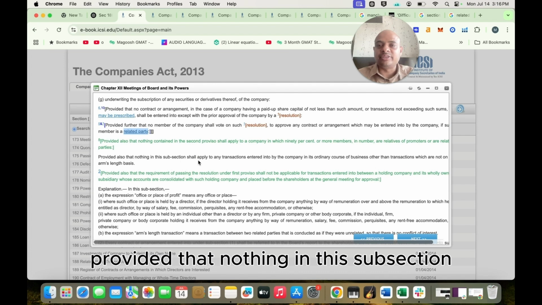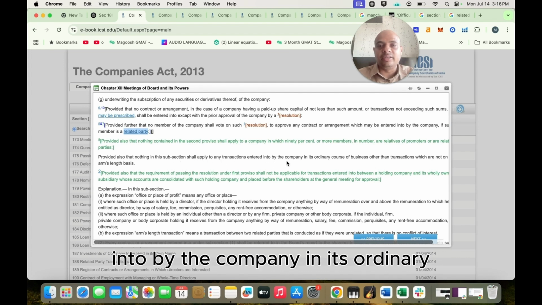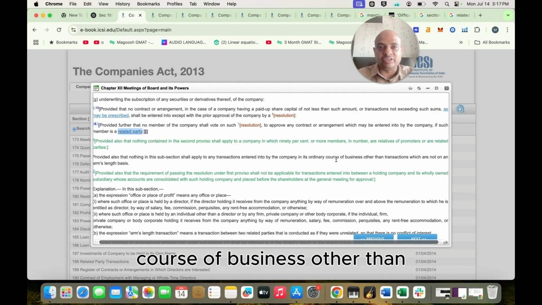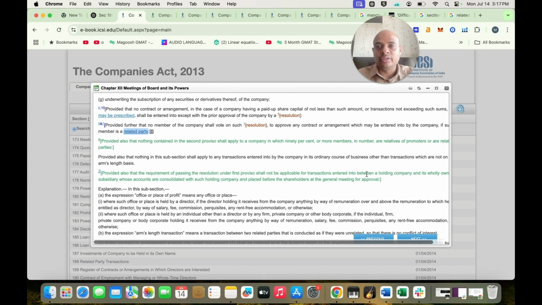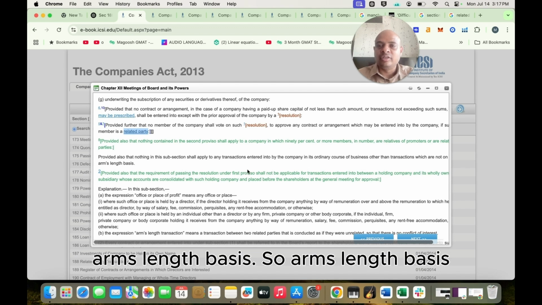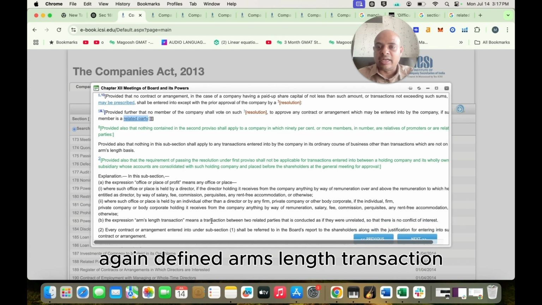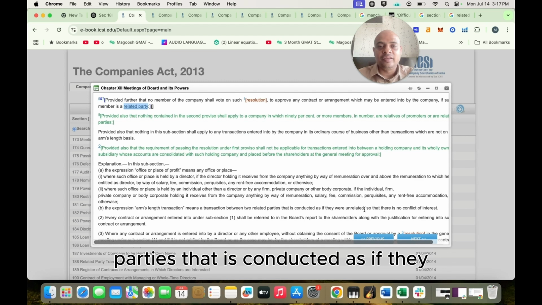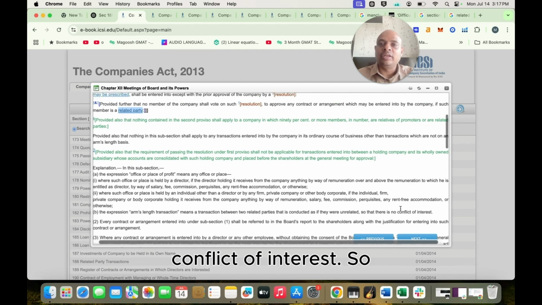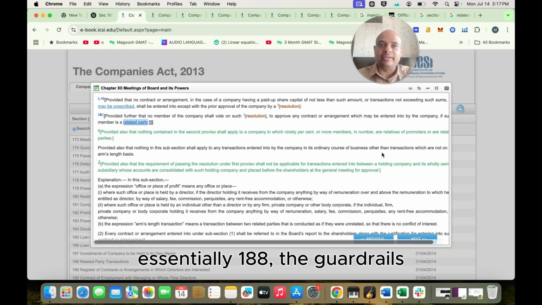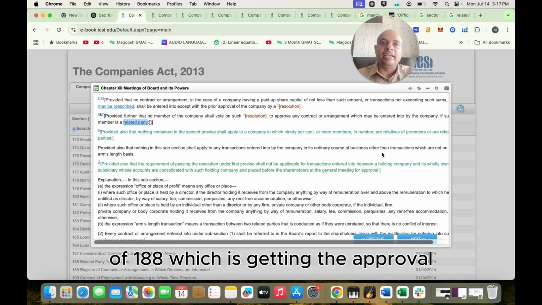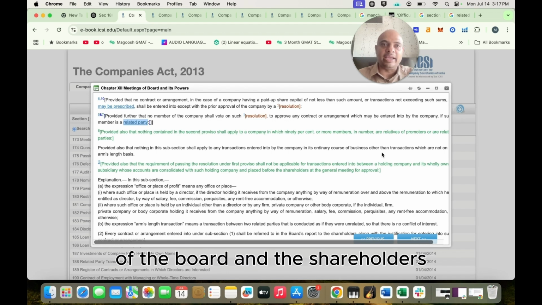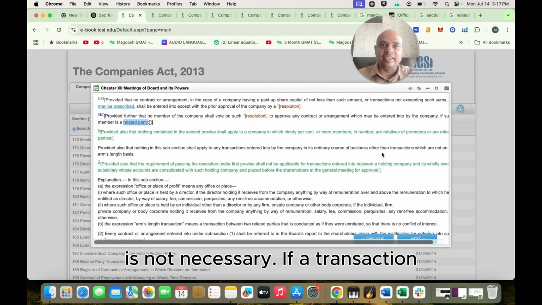Provided that nothing in this subsection shall apply to any transaction entered into by the company in its ordinary course of business other than transactions which are not on an arm's length basis. So arm's length basis is again defined. Arm's length transaction means a transaction between two related parties that is conducted as if they were unrelated, so that there is no conflict of interest. So essentially the guardrails of 188, which is getting the approval of the board and the shareholders, is not necessary if a transaction between two related parties was done on an arm's length basis.